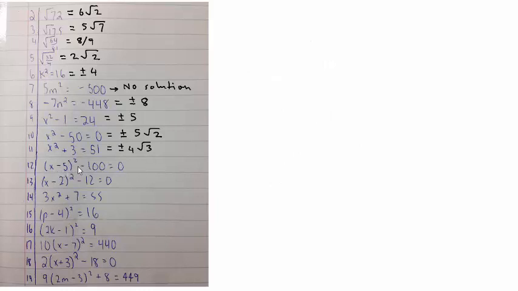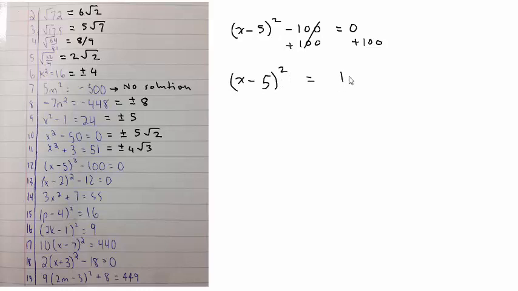Number 12, x minus 5 whole square minus 100 is 0. X minus 5 whole square minus 100 is equal to 0. You want to take the 100 to the other side by adding 100 to both sides. These two cross out. So you have x minus 5 whole square is equal to 100.